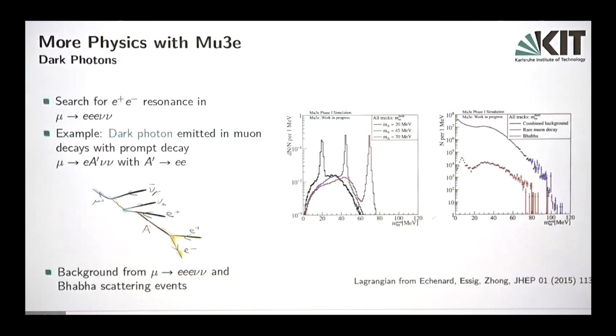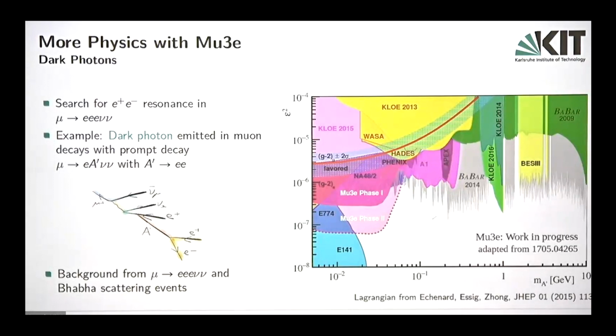Dark photons, you also have the three electron data set, the two neutrinos. What you do is you search for a resonance in e+e-, and this is how a signal would look at different masses. This is your background. You have the rare muon decay and the combinatorics, Bhabha decay. None of them has a sharp peak like the dark photon signal, which gives you the possibility to perform the search. We are not a dark photon experiment, but it might be possible for us to also cover some white space here.